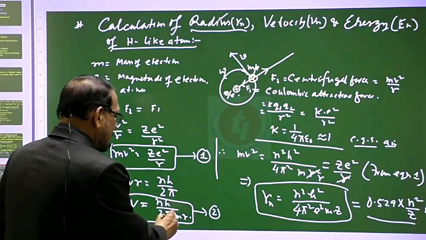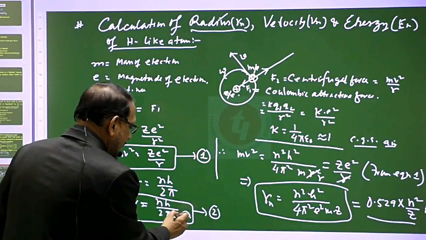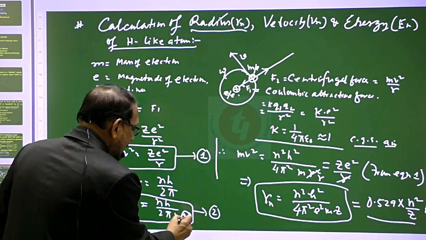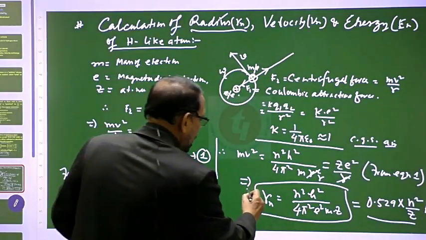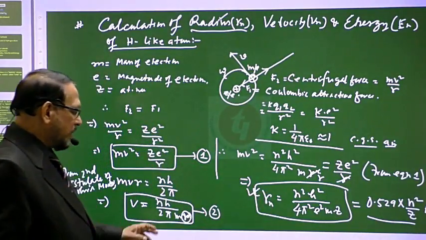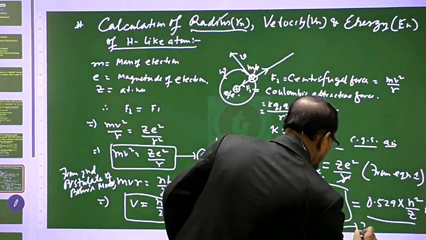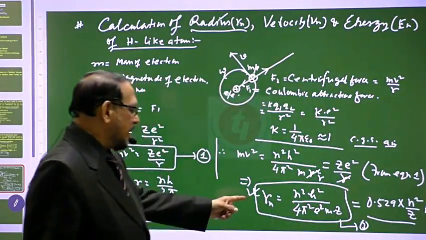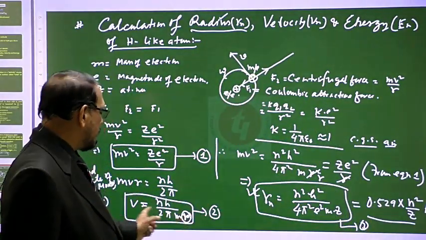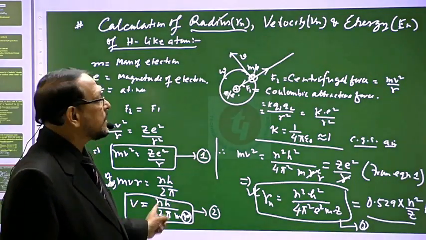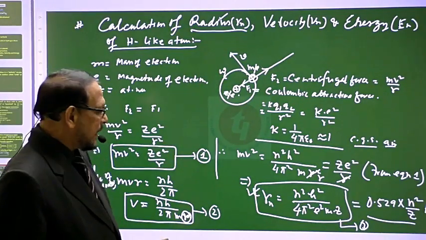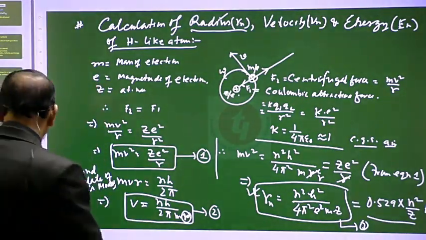This v is equal to nh by 2 pi mr. Here r is there. In this, put the value of r. So in equation 2, and this is equation number 3, putting the value of r in equation number 2, we will get the velocity, that means the velocity of the electrons. Now I am going to the next phase.